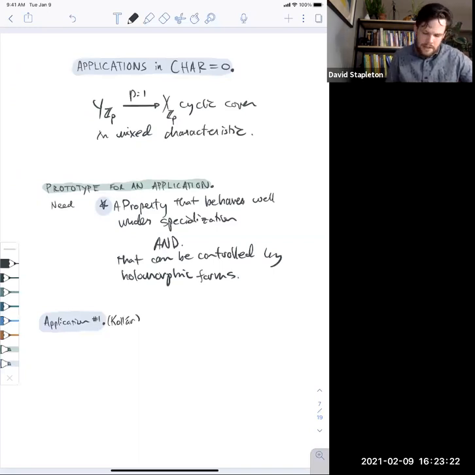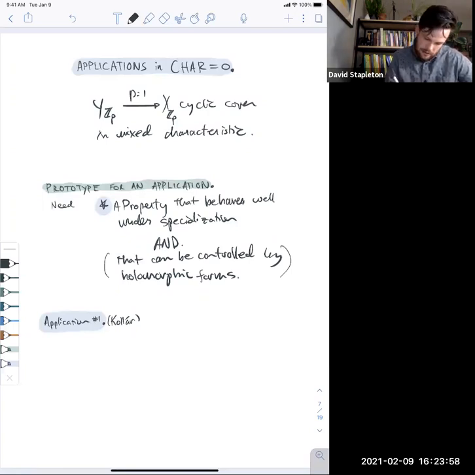And I think it's worth thinking about, more generally, which things can be controlled like this. I think it is frequently the case that a lot of things we do in algebraic geometry are controlled by holomorphic forms. And so usually this is not a very strong condition.